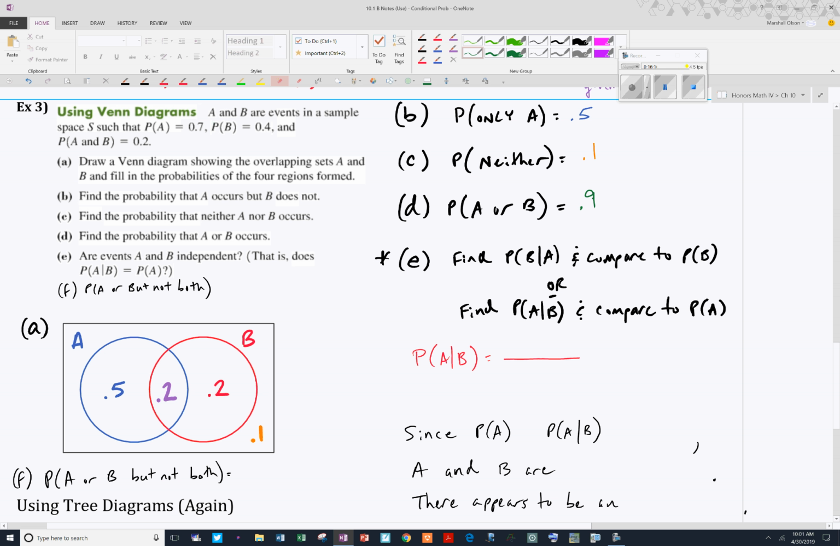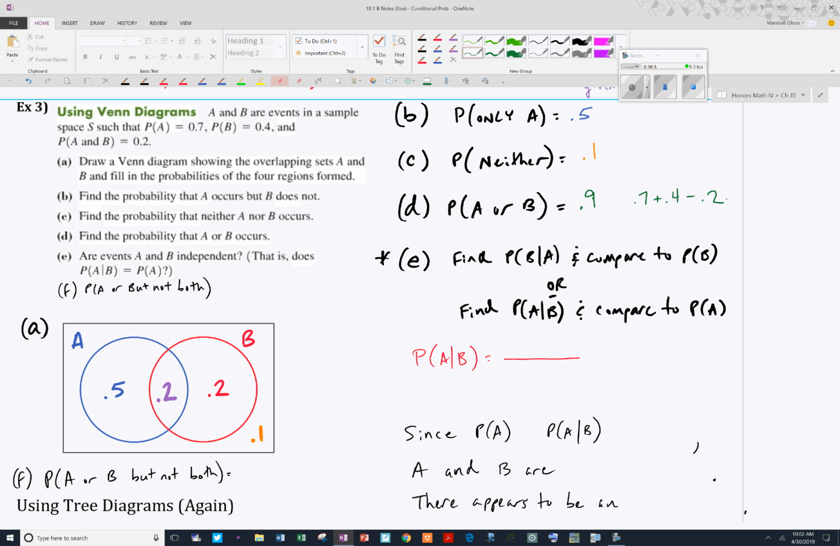Or remember, you could add the 0.7 plus the 0.4 and subtract the intersection. 0.7 plus 0.4 is 1.1. Minus 0.2 gives you the 0.9 as well. That's the addition principle of probability.